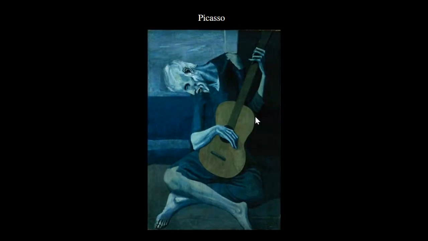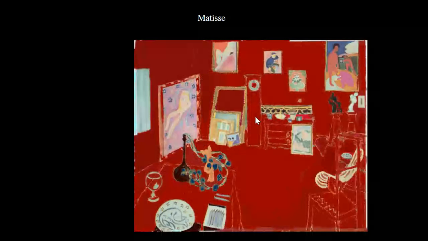Here's the painting by Picasso. It is cool colors, right? Guy kind of looks sad. Probably come up with a story. Playing his guitar. Maybe he wrote a sad poem. Cool color scheme.